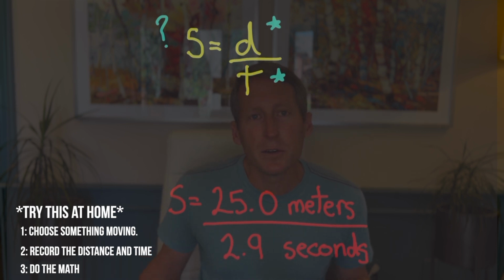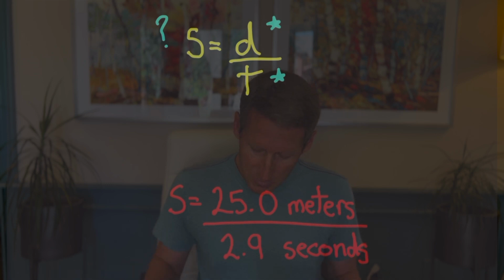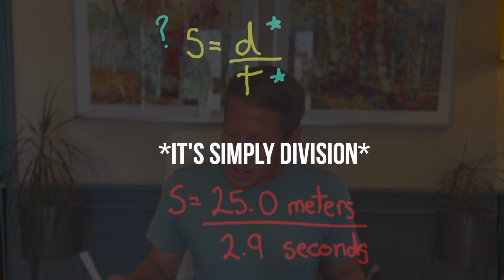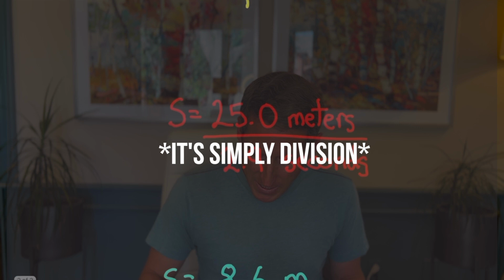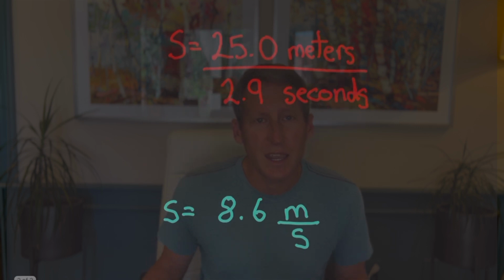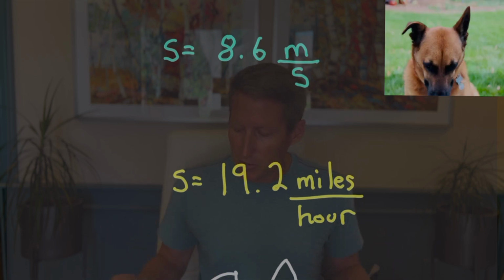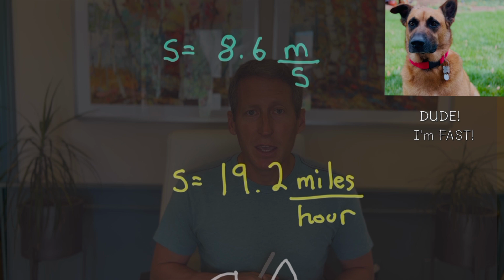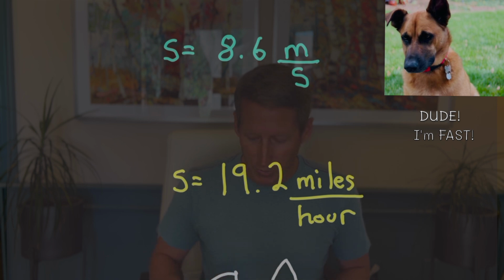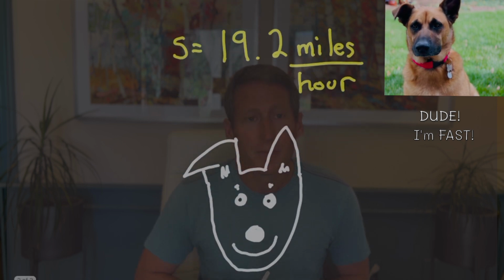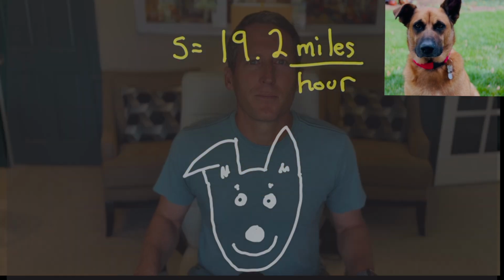So here we got Theo ran 25 meters. It took him 2.9 seconds to run that. If I do that math with the calculator, I see that Theo's speed was 8.6 meters per second. Now if you're wondering what that means, that's the same as 19.2 miles per hour. That was Theo's speed. If he was running that average speed for an hour, he would have run 19.2 miles. How fast are you?